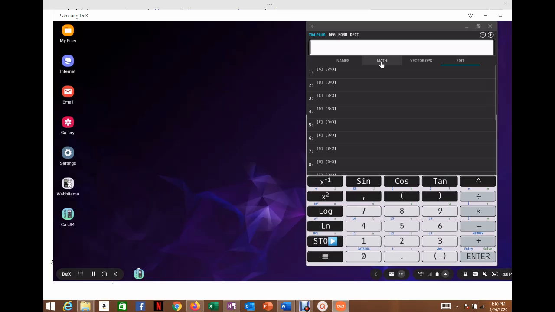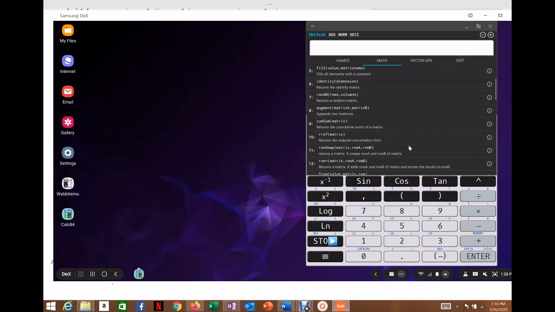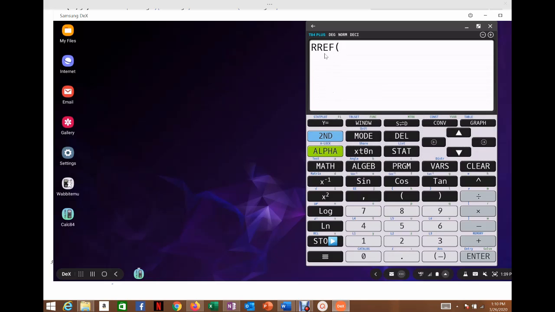Now we're going to do math, so scroll over to the math key. Then you're going to scroll down until you find double R, not the single R, RREF. That's what you're looking for. You select that, and up on your home screen it should pop up RREF with the parentheses.